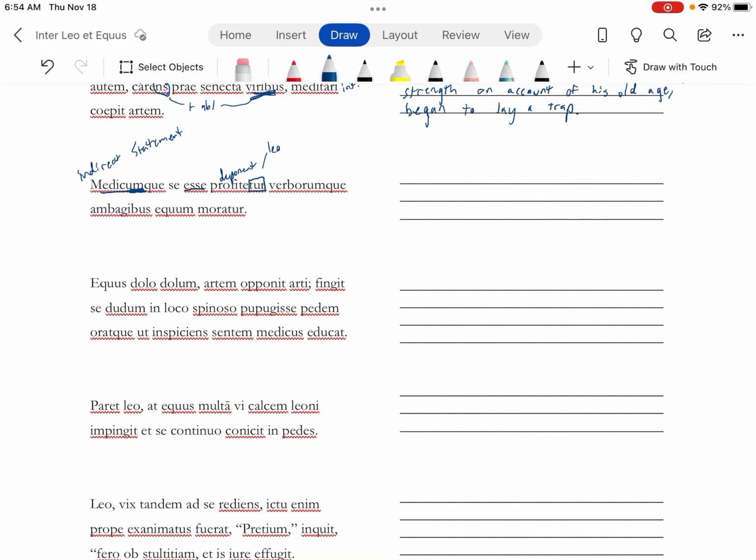So he proclaims, or he says, indirect statement, that he is a doctor. In se, don't the se, himself, that's actually reflecting back on the subject, which here is the Leo. All right, then we have verborumque, and he moratur. This is from moror, delay. And he delays the equum, the horse.